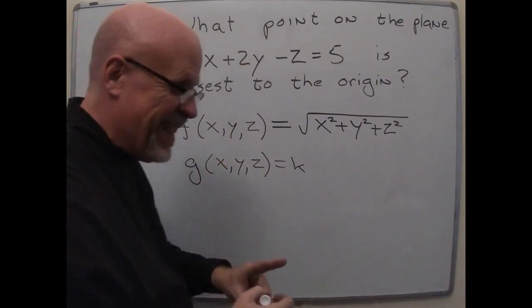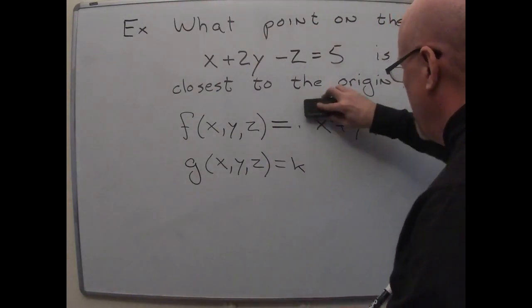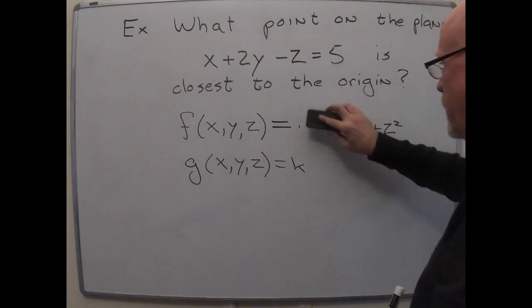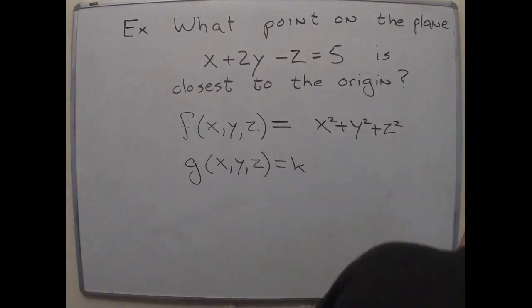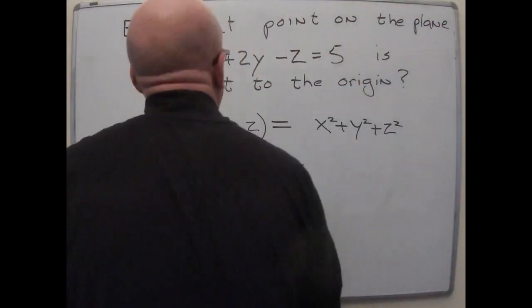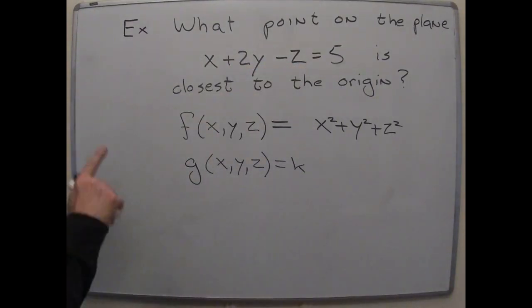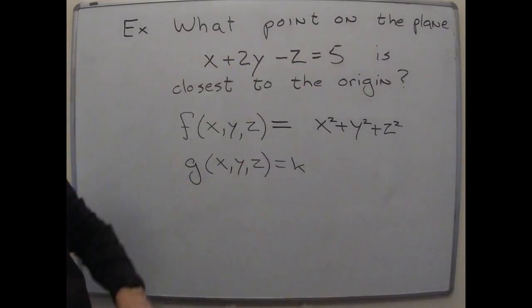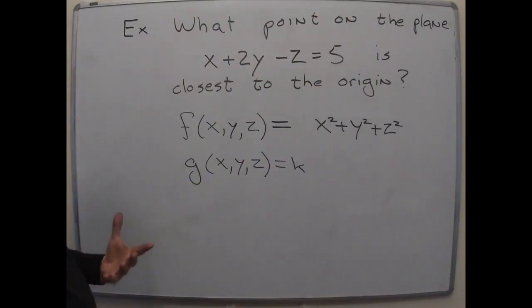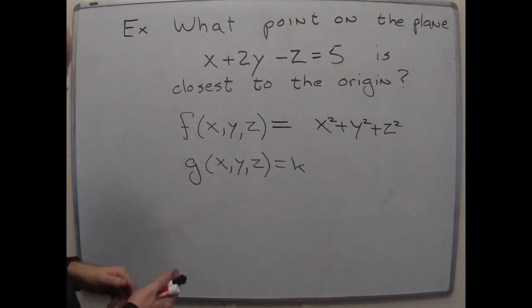So what does that mean? In the final analysis, it means I don't need that square root. That is, I can optimize the square of the distance, and it'll do the same thing as optimizing the distance itself. What about the constraint? Well, you're looking at it. We're going to lie on this plane. So we're looking for a point that lies on that plane, which is closest to the origin. So g of x, y, z will literally be x plus 2y minus z, and k would be the 5. It's typical that if you've got something that looks like a formula equals a number, that'll be the constraining condition.